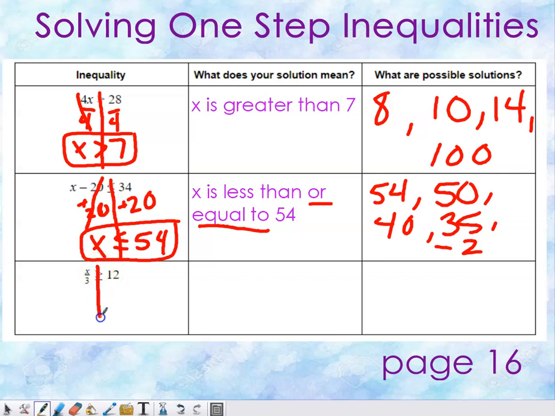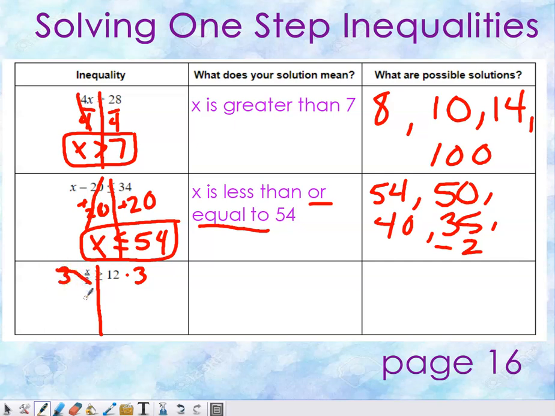For this one, same deal. Draw a line through your inequality sign. This says x, and remember, fractions mean division. So this is saying x divided by 3 is greater than or equal to 12. So it says x divided by 3. We do that inverse operation. We do times 3 on both sides, because the opposite of divide by 3 is multiply by 3.